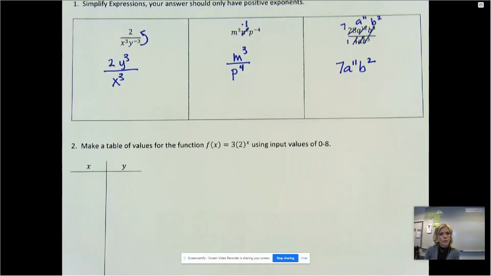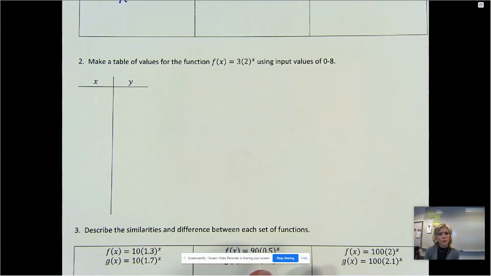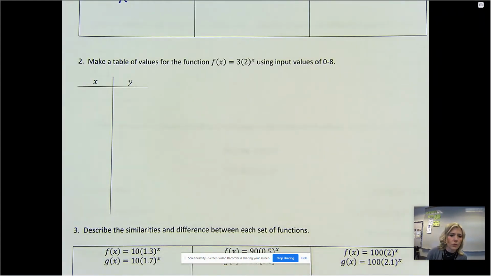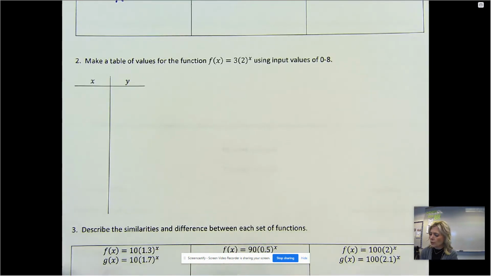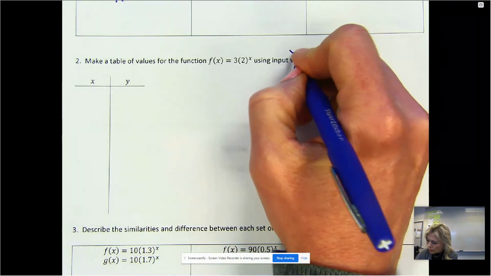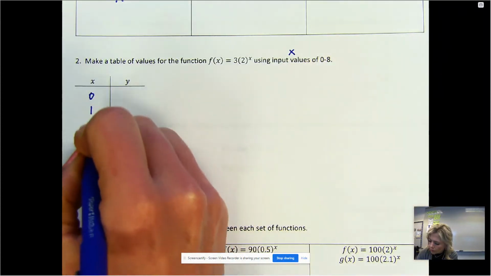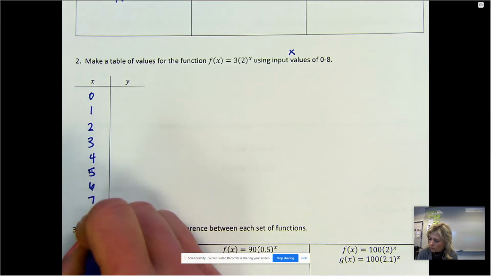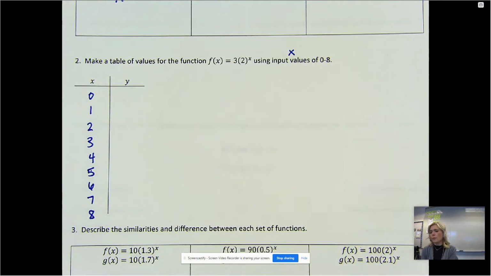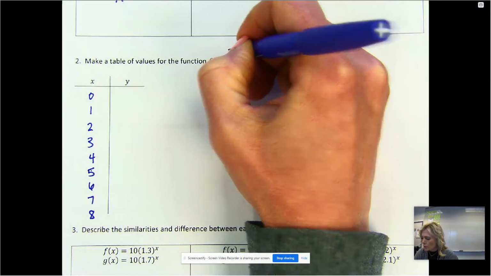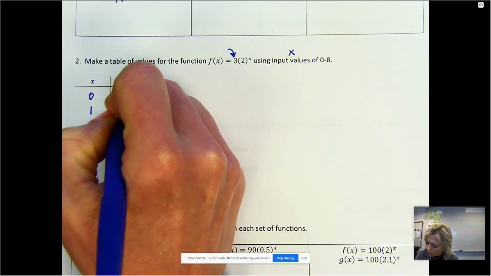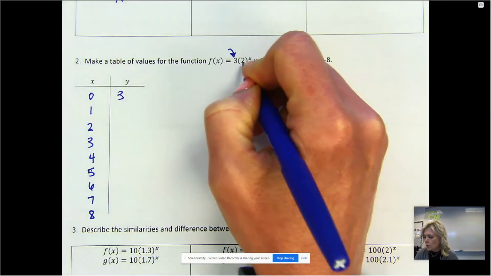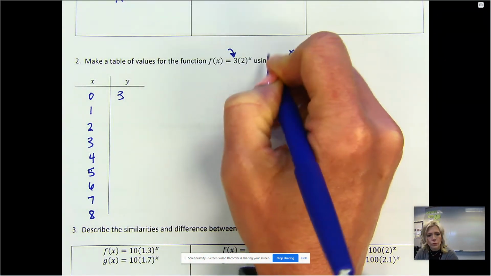All right. The next one here, make a table of values for the function f of x equals 3 times 2 to the x using the input values of 0 to 8. So the input values, those are the x's. So I'm going to number the x from 0 to 8. And then if I just read the equation, it's telling me the initial value is 3. So this is a 3. And then it's just multiplying by 2 over and over and over.